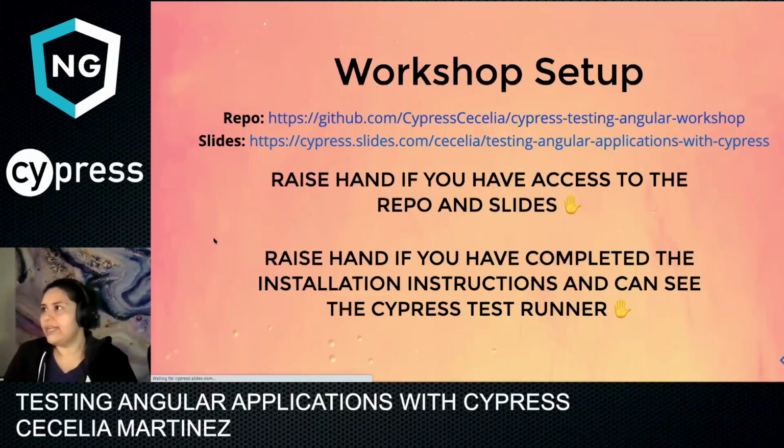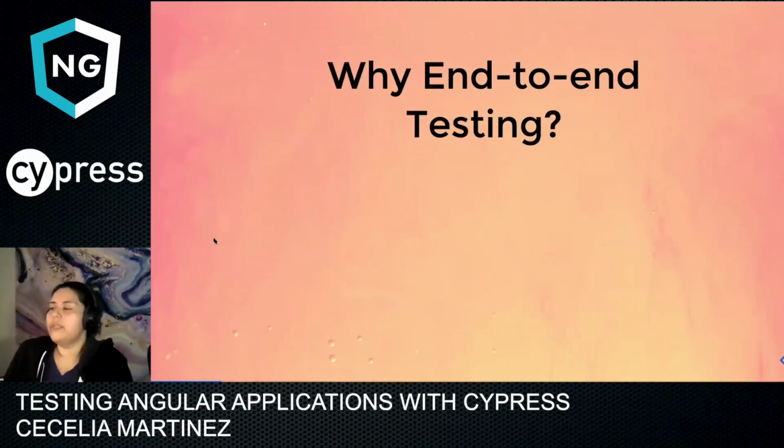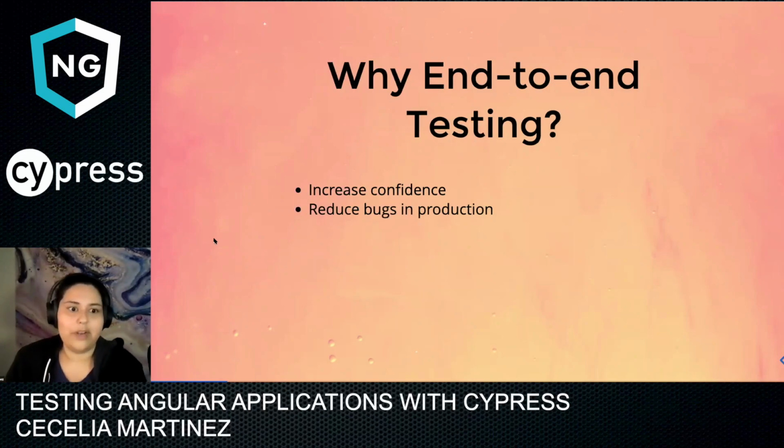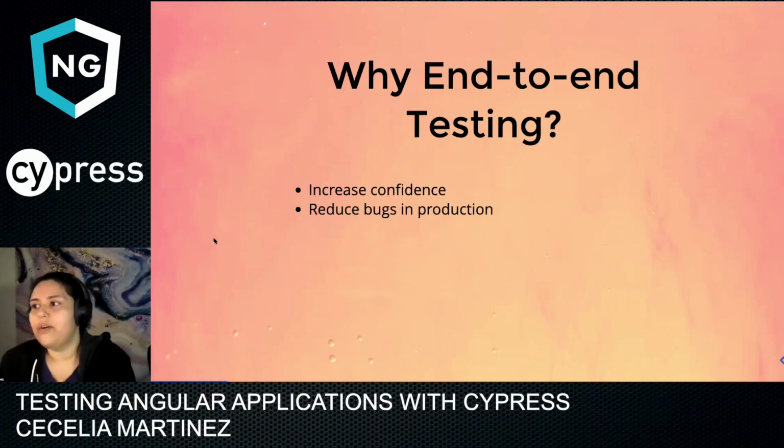Okay, all right, so let's go ahead and get started. So we talk about why end-to-end testing. I don't think I will need to go too much into this with this group. It sounds like we have some pretty avid testers here. But we talk about end-to-end testing specifically to increase confidence that your application is going to function the way your user expects. The primary reason that everybody I talked to who uses Cypress for end-to-end testing gives is to reduce the amount of bugs in production.